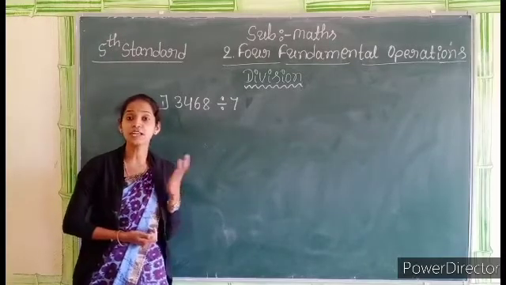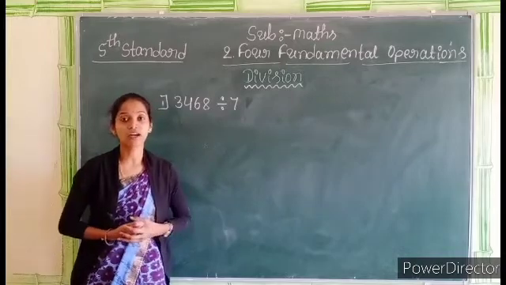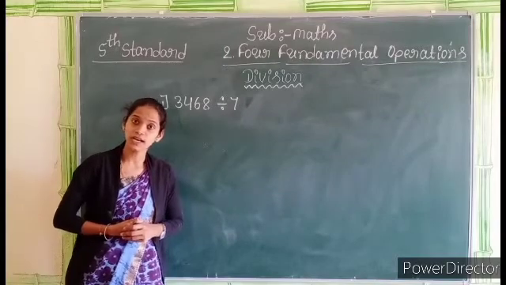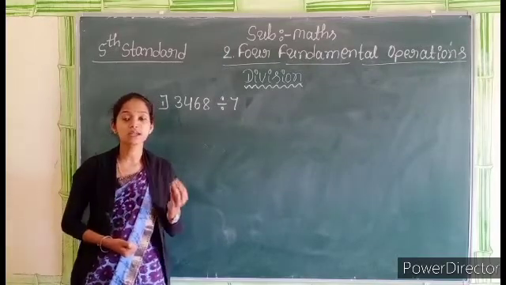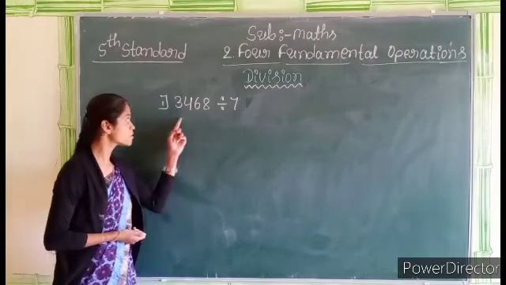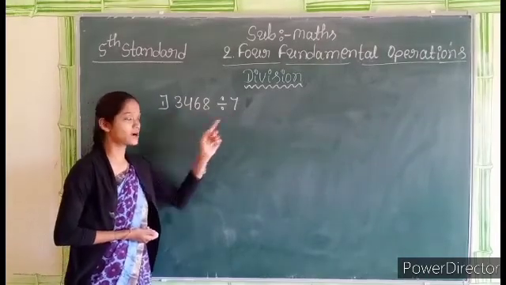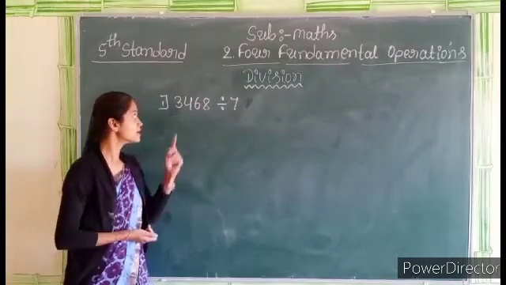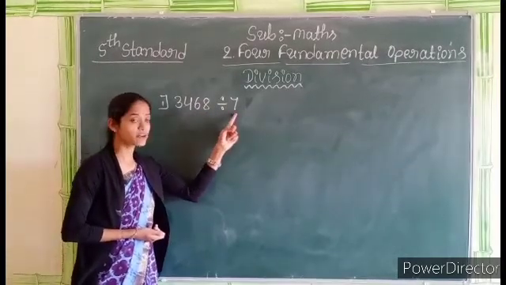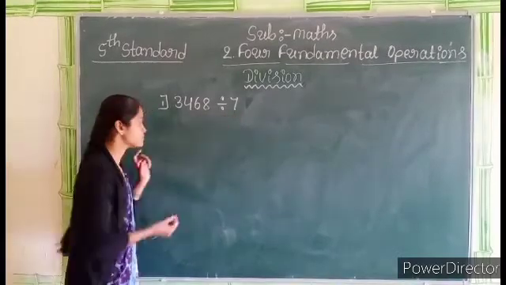The answer to division is called quotient and the number which we left over after division is called remainder. So these are all some points on division. Let's divide 3468 by 7. Here 3468 is dividend and 7 is the divisor. Okay.